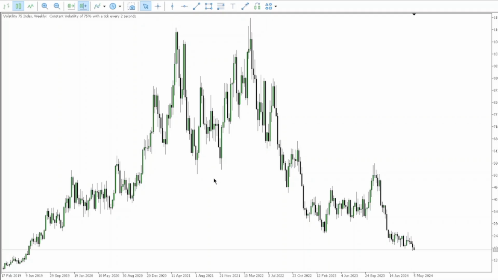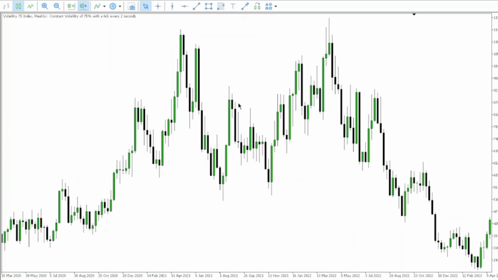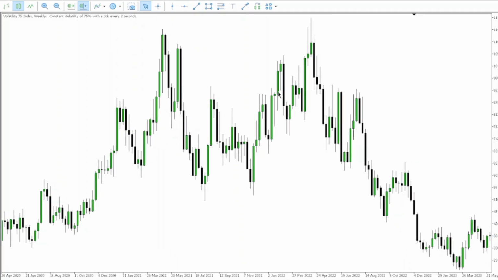So on the weekly, you need a clear draw on liquidity, and that's where price is going to draw to. Then lower time frames must conform to that, must agree with that. So this high here at the point in time, okay.